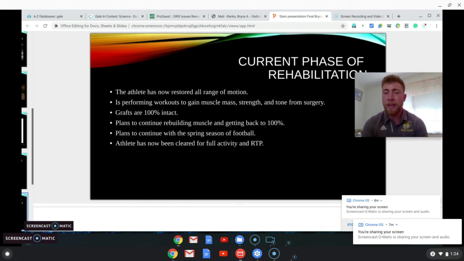As for right now, the athlete has had all range of motion restored, is performing workouts to help gain muscle strength and tone, and the graft is 100% intact. He plans to continue rebuilding muscle until he is happy with the size. He plans to continue with spring season of football and has since been cleared for full return to play.